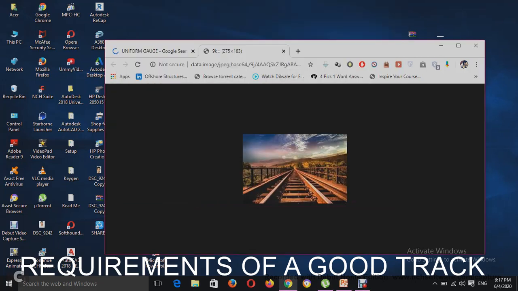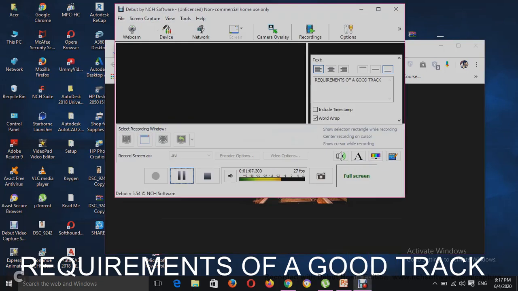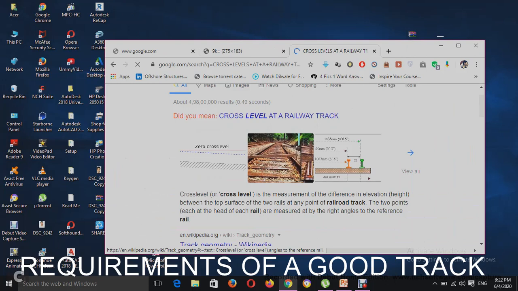Number 2. The rails should have perfect cross levels. In curves, the outer rails should have proper super elevation to take into account the centrifugal force. Like this.